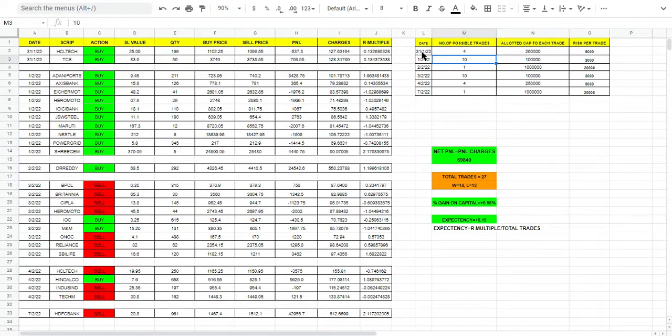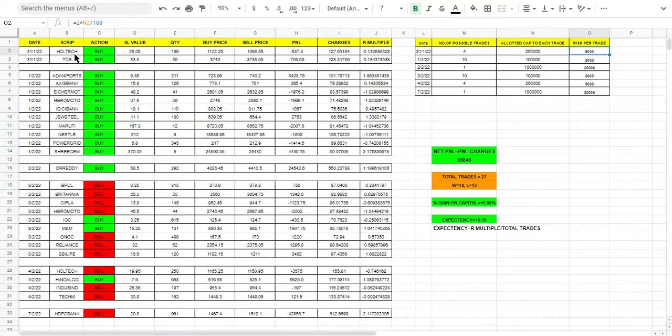So on the 28th January NR-4 scan, 4 stocks were in your criteria. So you had to deploy 2,50,000 rupees to each trade, and on top of that you will know how much risk per trade you have to take, as 2% of 2,50,000 will be 5,000. So whatever stocks you trade on 31st of January, you will be risking only 5,000 rupees each trade, and you had only 2 possible trades which got triggered on that day.